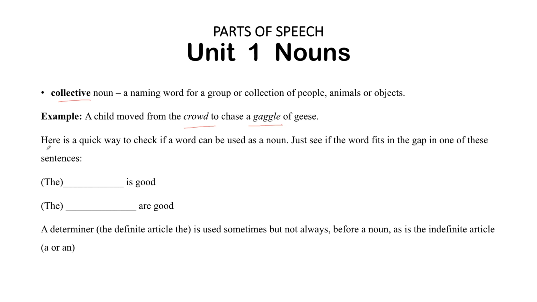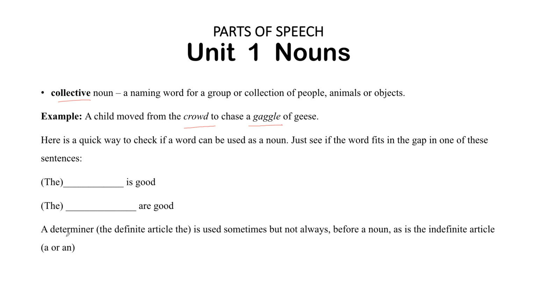And here's a nice little check, a nice little rule to see if a word can be used as a noun. Just see if the word fits into the gaps in one of these sentences. The something is good, or the something are good. If we can put in the crowd is good, or if we want to have a look at one of our previous ones, the boy is good, we can see that makes sense. Therefore, it's a good test to see if the word we found is a noun. If we try and put a verb in here, running, the running is good, it doesn't make sense, so our test is accurate.